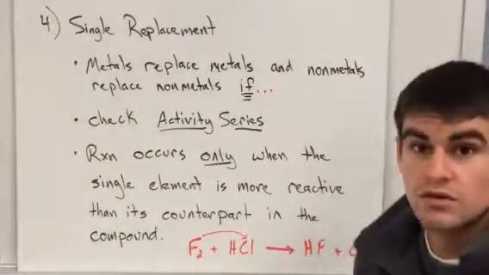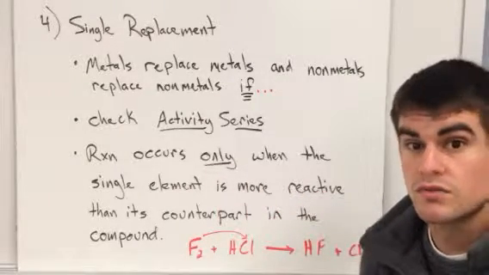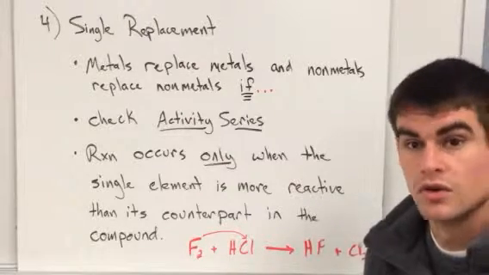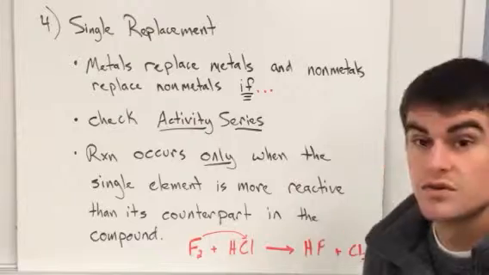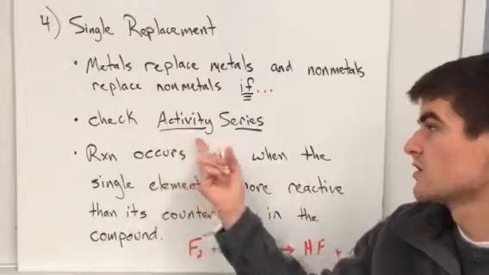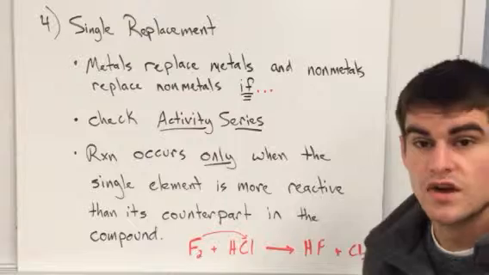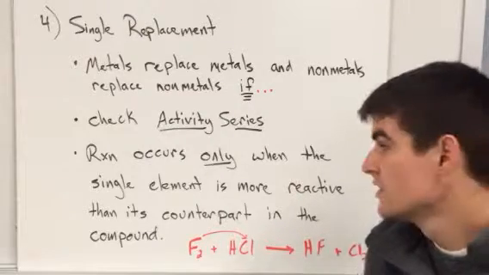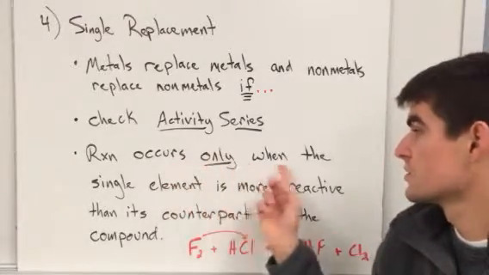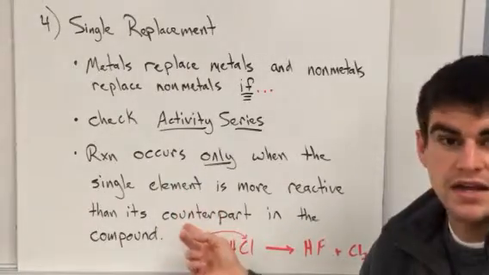Next one, single replacement. This is where either your metals are going to replace your metals or your non-metals will replace your non-metals. You have to look at that single element and see, what type is it, who's it want to replace. And then we say, who does it want to replace, because sometimes it may not. So this, we have something called an activity series, and this is just a list of metals and then a list of non-metals that show who's more active than who. And the reaction only occurs when the single element on the reactant side is more reactive than that counterpart.